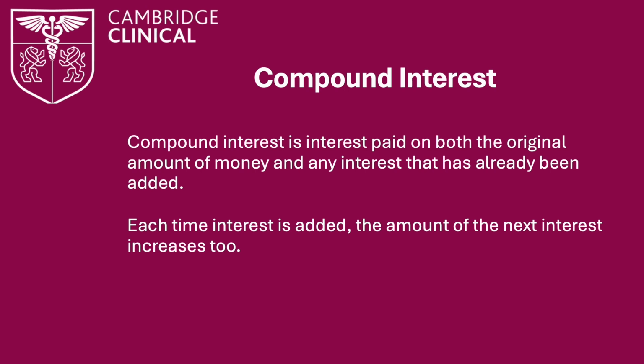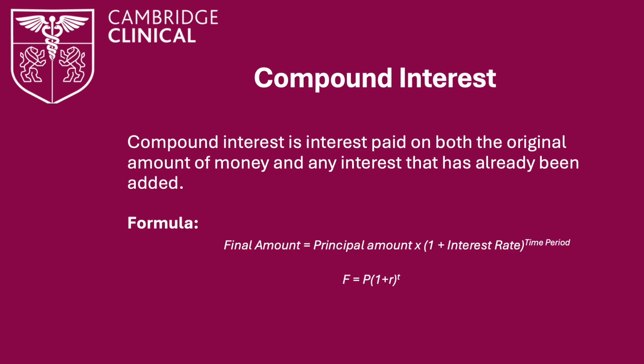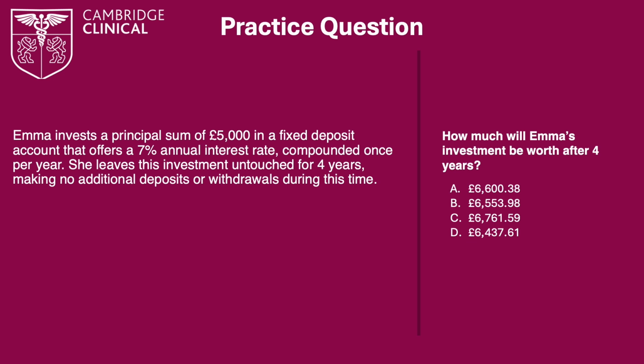Compound interest is the interest paid on both the original amount of money and any interest that has already been added. Each time interest is added, the amount of the next interest increases too. The formula for compound interest is a little bit trickier than simple interest, but is nothing that you cannot handle. Here, the final amount equals the principal amount multiplied by 1 plus the interest rate, all raised to the power of the time period. Let us use a practice question to solidify this concept.